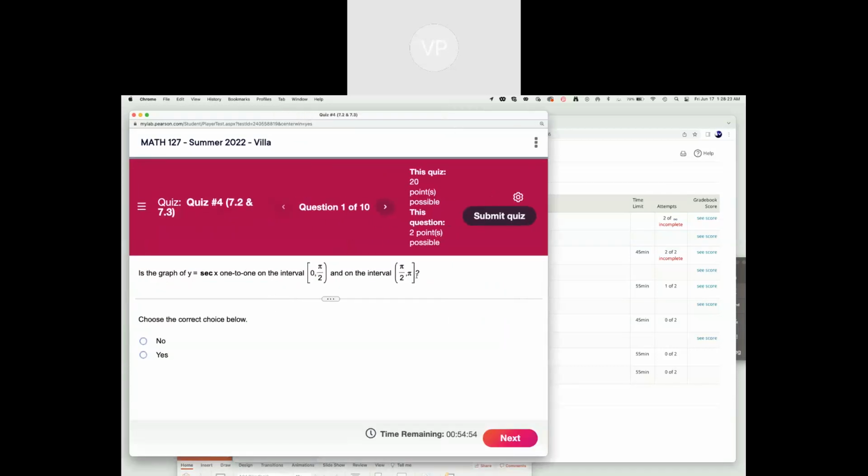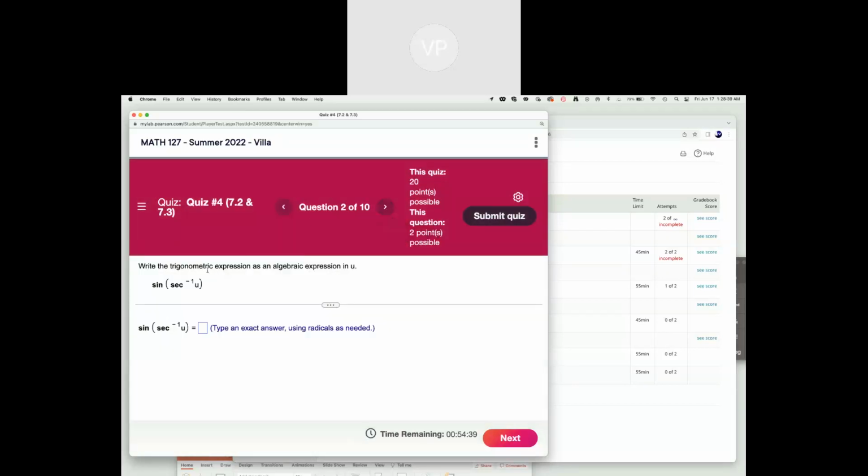So I just want to run through a couple problems, let you see how they work. Is the graph 1-to-1? Basically, is it going back and forth here? Choose your correct choice. You just have to look at whether this interval and this interval are going to be the same one. You had a couple like these in the homework. That shouldn't be too obscure. Okay, write the trig expression as an algebraic expression in U. This is that one that was one of the later problems we did in 7.2 the other day. You set up your triangle. This is going to be your theta.